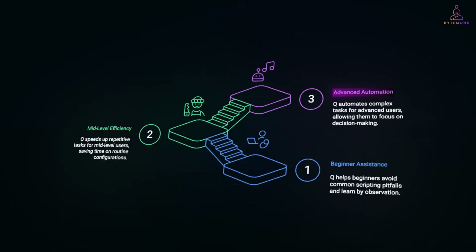And if you are advanced, it becomes your automation assistant. You can delegate boilerplate code generation, file edits, deployment steps, and even test scaffolding. Q handles execution, you handle decisions.